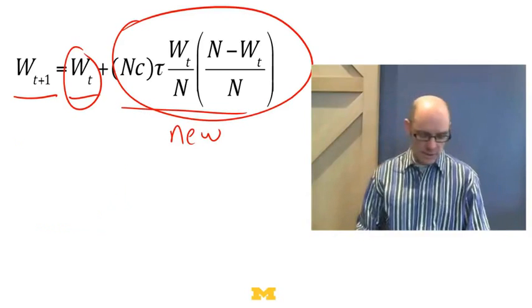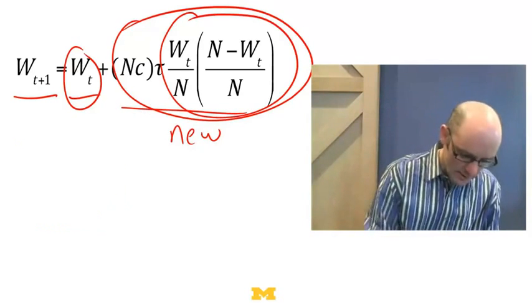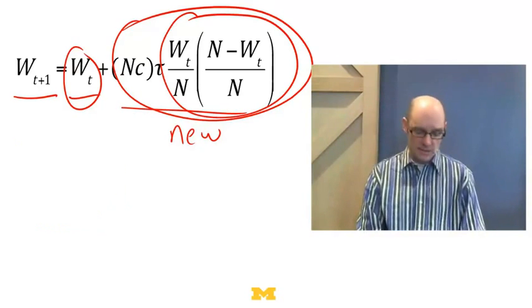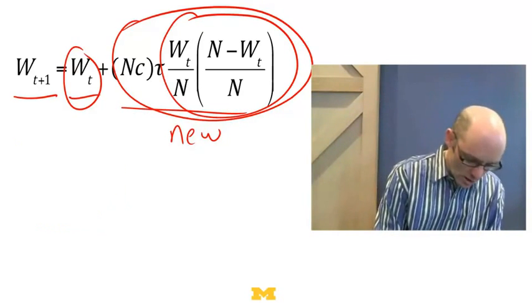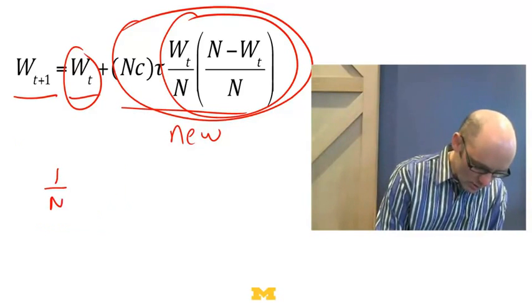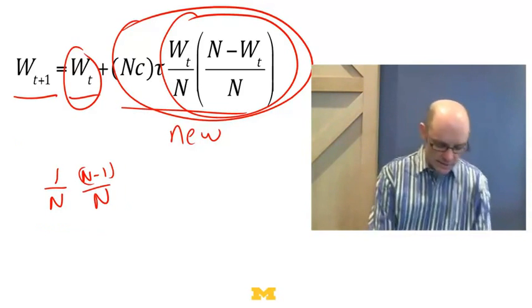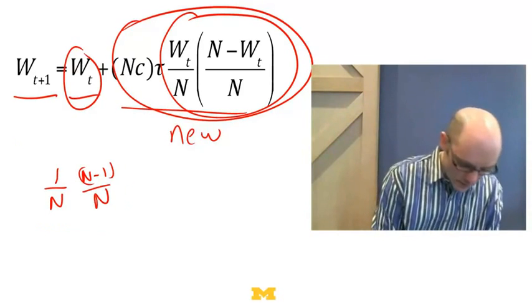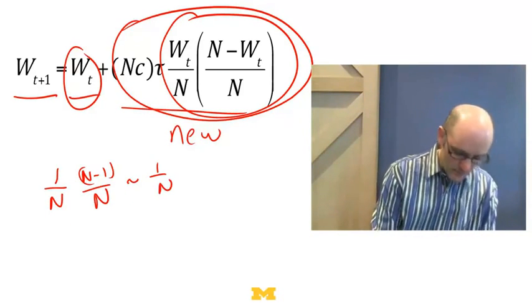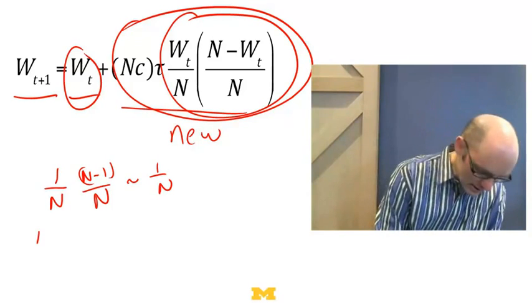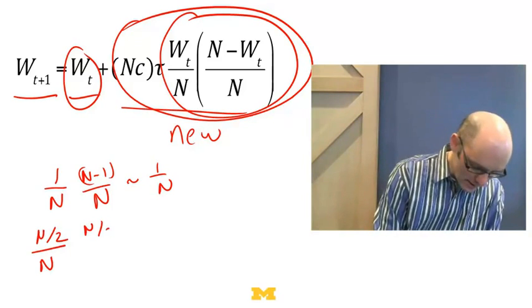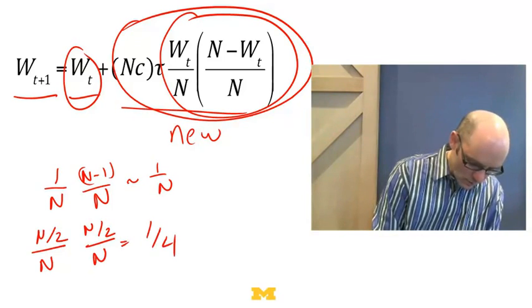Let's look at this equation a little bit. I want you to focus on this part right here, this W over N times N minus W over N. When W is small, let's suppose it's just one person, you get 1 over N times N minus 1 over N, right? So that's not very big, because that's basically like 1 over N. That's going to be approximately equal to 1 over N. But when I get in the middle, when W equals, say, N over 2, like half the population have it, then I get N over 2 divided by N times N over 2 divided by N, and all those N's cancel and I get 1/4.